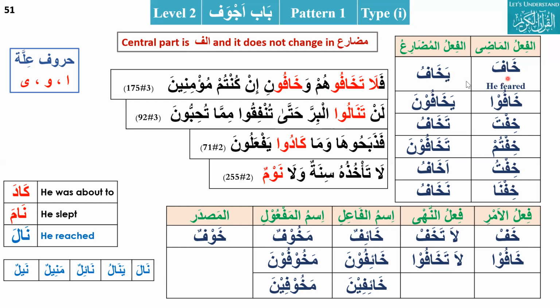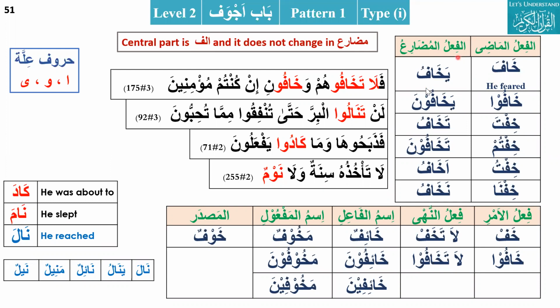What is the pattern? Khafa yakhafu. Alif, alif. What is the meaning of ajwaf? Ajwaf means central. What is central here? The alif. So what happened in the first case? In khafa, the central alif does not change in yakhafu. So alif remains alif. Khafa, yakhafu. Alif remains alif.